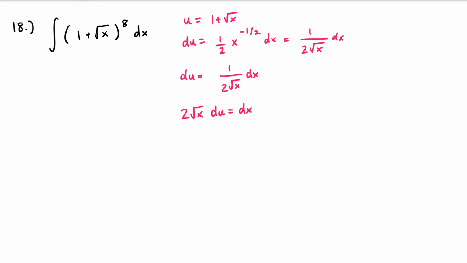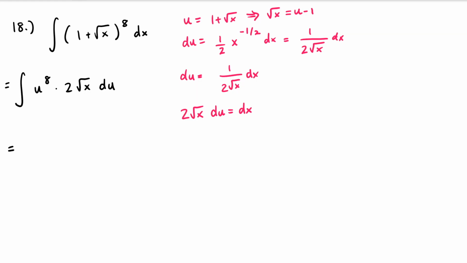So now I'm going to rewrite my integral. I have u to the 8th power, and then dx is getting replaced with 2 root x times du. Now the problem arises that we have an x there and we want everything to be in terms of u. So what I can do from here is take my original definition of u and solve it for the square root of x. If I subtract 1 on both sides, I end up getting the square root of x is equal to u minus 1. And now I can go ahead and plug that in to my integral.